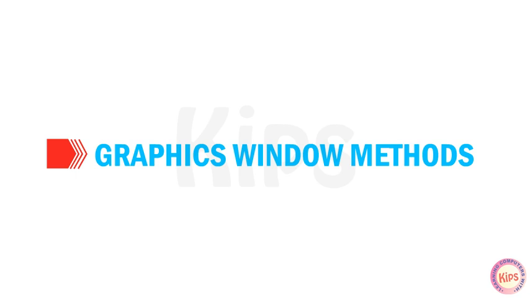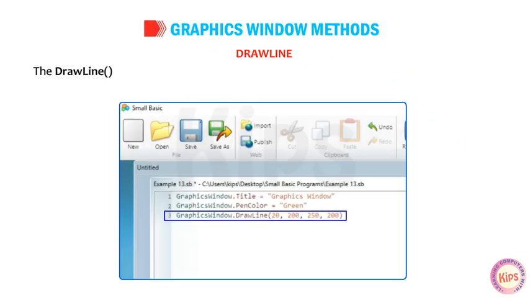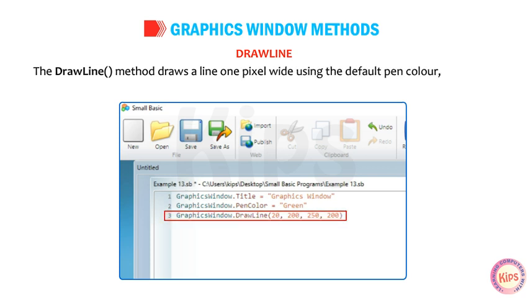Let's learn graphics window methods. Draw line. The draw line method draws a line 1 pixel wide using the default pen color from one point x1, y1 to another point x2, y2.